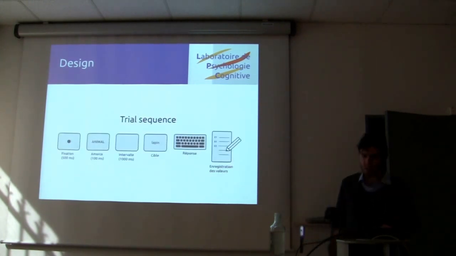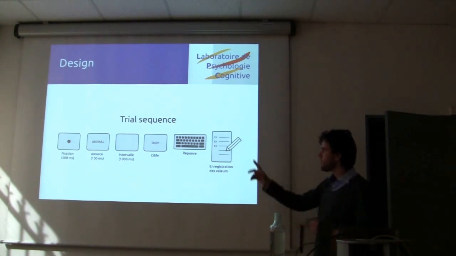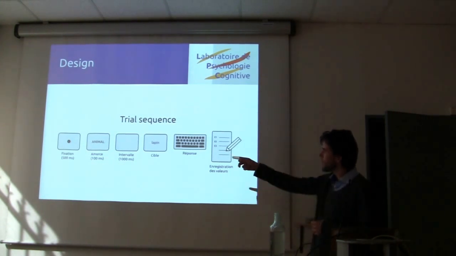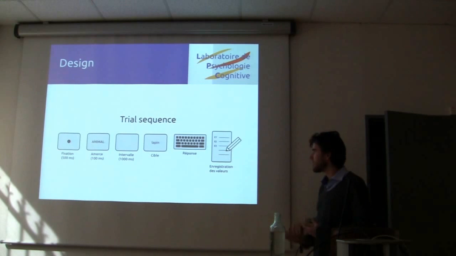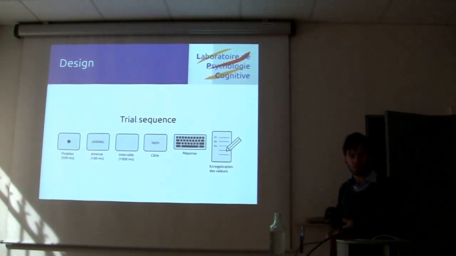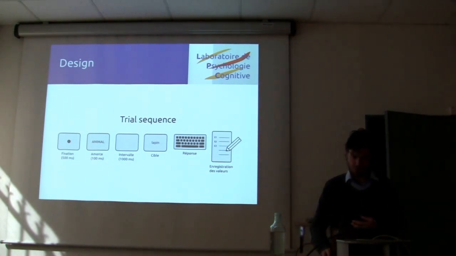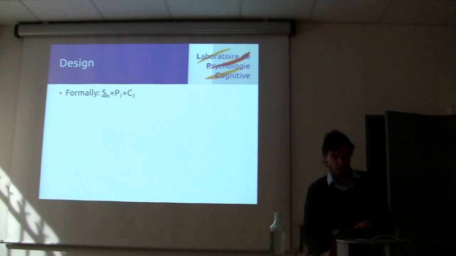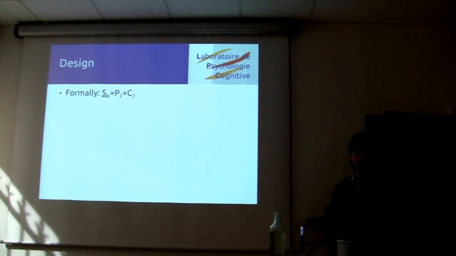So this is what the trial sequence is going to look like. We start with a fixation dot for 500 milliseconds, then we present the cue, then an interval, then a target, and then the participant gives a response, and then we log all the information to a data file. That's it. Pretty simple.